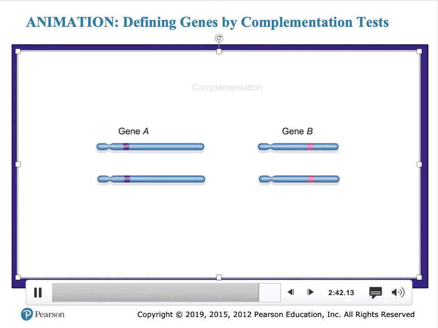In practice, the analysis is done in the opposite way. If complementation occurs, then the mutations being tested must be in different genes that control the phenotype. If no complementation occurs, then the mutations being tested must be in the same gene.